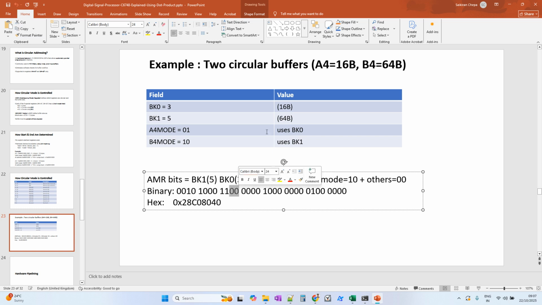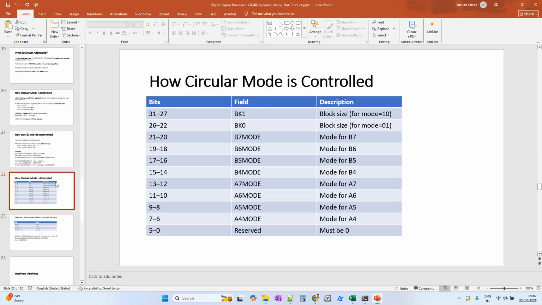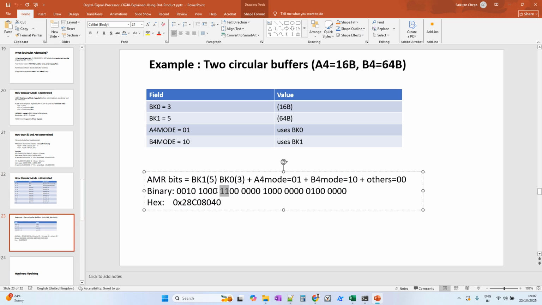Next, the block sizes. BK0 will start first, so BK0 we have to give. So 110, 11 means 3. This is nothing but 3. For the next 5 bits, BK0 is 5, right? So 101 is 5.